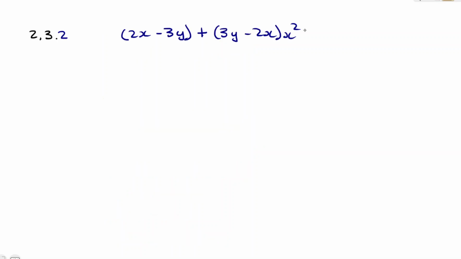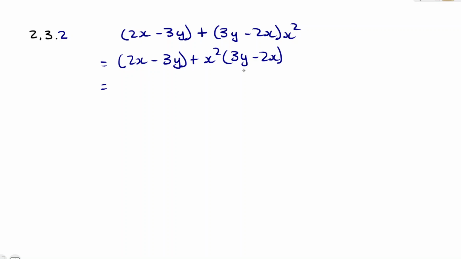Okay, now let us solve this one. So you are given 2x minus 3y plus 3y minus 2x times x squared. So we normally don't work with x squared on the other side of the bracket. Let us put the x squared in front of that bracket so that we can see what to do with that x squared. I'm going to put it in front of this bracket. I'm not going to change anything. Just put the x squared in front.